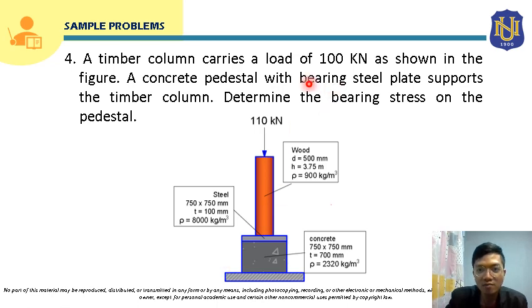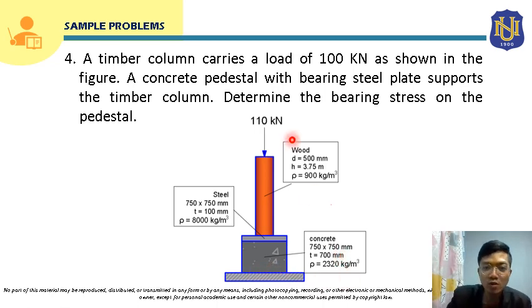Now, we also have here a bearing steel plate. So the bearing steel plate is this steel plate. That is 750 by 750 millimeters, so the cross section of this bearing plate is also a square. And then the thickness is 100 millimeter, and the density is 800 kilogram per meter cube. The density for the concrete is 2,320 kilogram per meter cube.